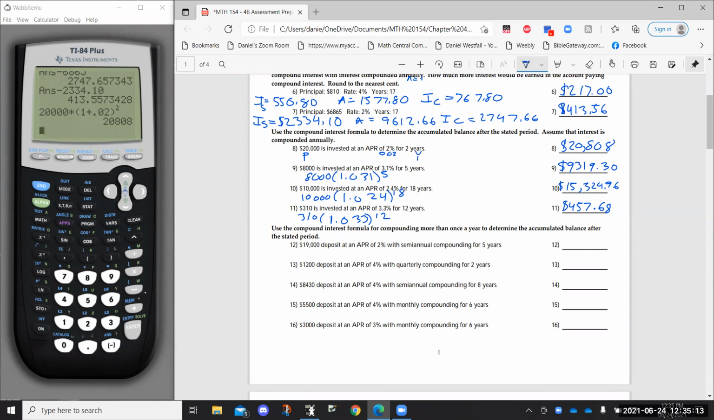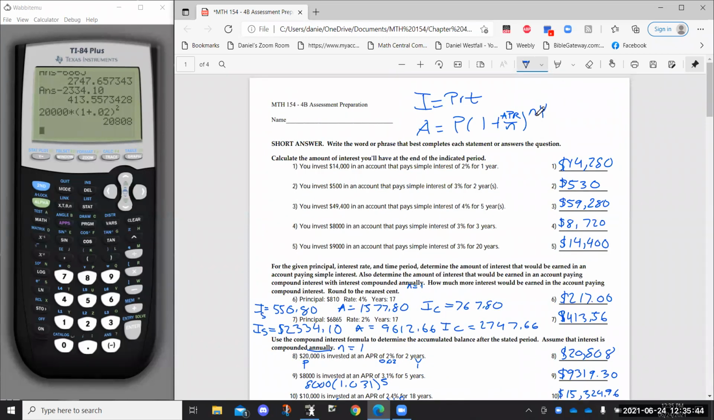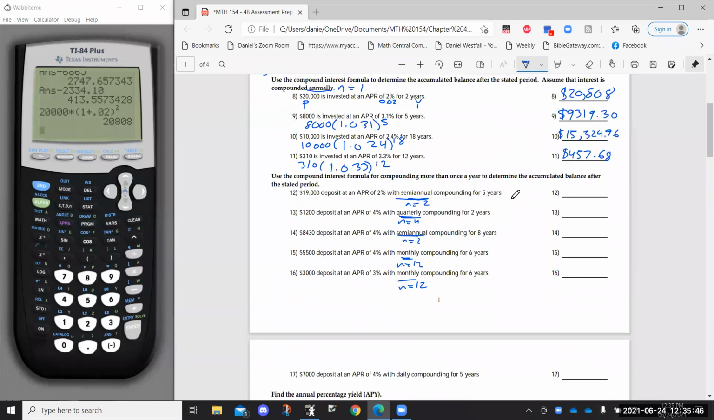As soon as you get into the next set of problems, though, all of these things here, it says it's compounded annually. That means n is going to be equal to 1. Now notice this is semi-annually, which means n equals 2. Quarterly means n equals 4. Semi-annually, n equals 2. Monthly means n equals 12. So my n's are changing in this formula, both in the APR over n part and in the NY part. We're going to have to account for both of them.